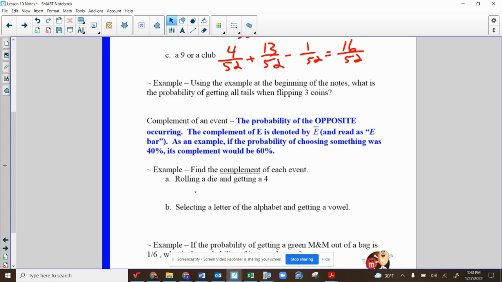Find the complement of rolling a die and getting a 4. Well, rolling a die and getting a 4, that'd be a 1 out of 6 probability. So that means not getting a 4, there would be 5 out of 6. Selecting a letter of the alphabet and getting a vowel. So the complement of that would be not getting a vowel. So there are 21 consonants. So that'd be 21 out of 26.